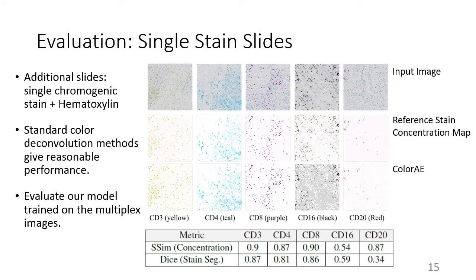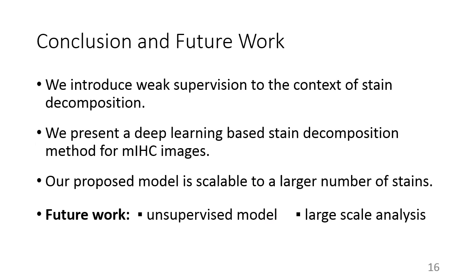We further validate our model using single stain slides. We have additional slides that are stained with only a single chromogenic stain and hematoxylin. Standard color deconvolution methods work reasonably well on 2 stain slides and can be used to generate ground truth concentration maps. We evaluate the estimated concentration maps from our model that is trained on the multiplex images using structural similarity and dye score. The table shows generally high scores in both metrics.